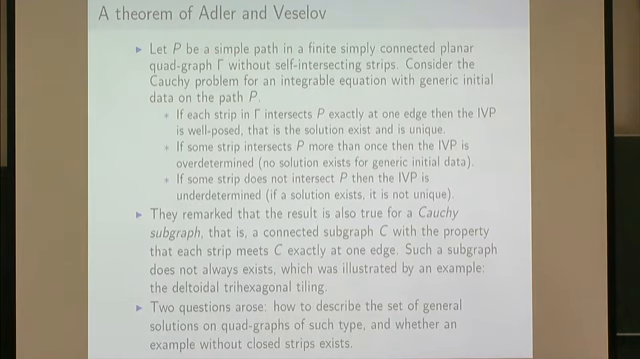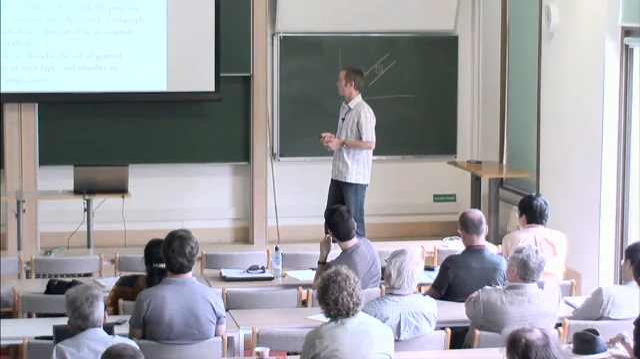And then there were 2 questions. There are graphs where you don't have initial value problems on connected subgraphs, and how do you pose a problem that is well defined on such graphs? And whether you have examples of graphs where you don't have initial values on a subgraph but without closed strips. So those were questions that came out of there.